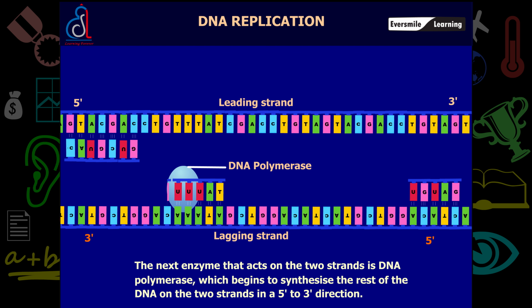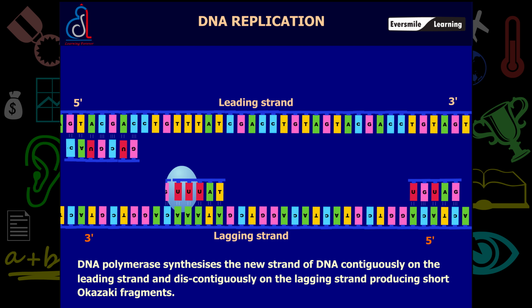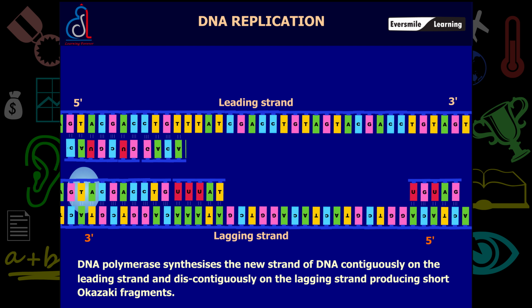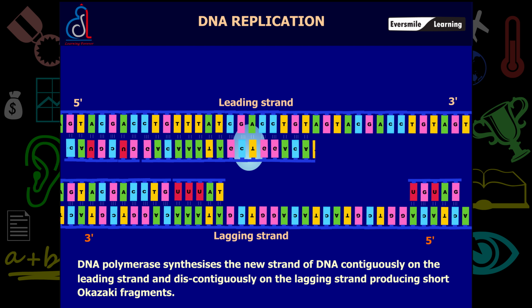The enzyme that acts on the two strands is DNA polymerase, which begins to synthesize the rest of the DNA on the two strands in a 5-to-3 direction. DNA polymerase synthesizes the new strand of DNA contiguously on the leading strand and discontiguously on the lagging strand, producing short Okazaki fragments.